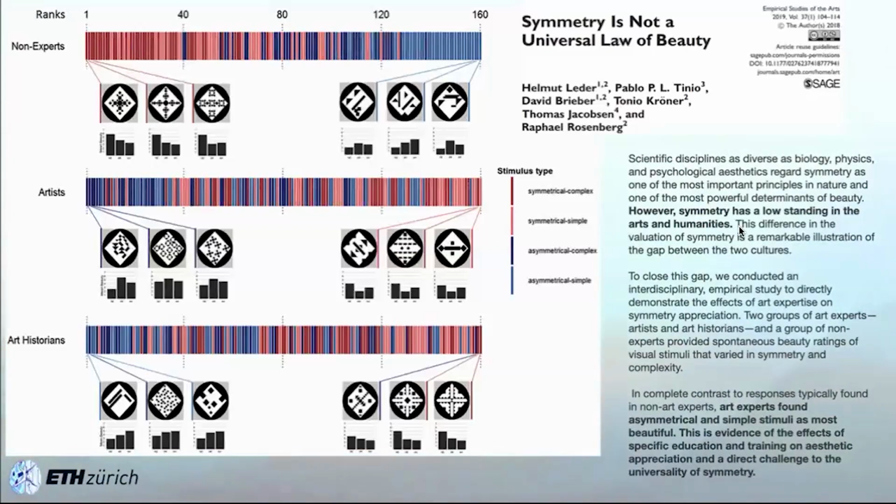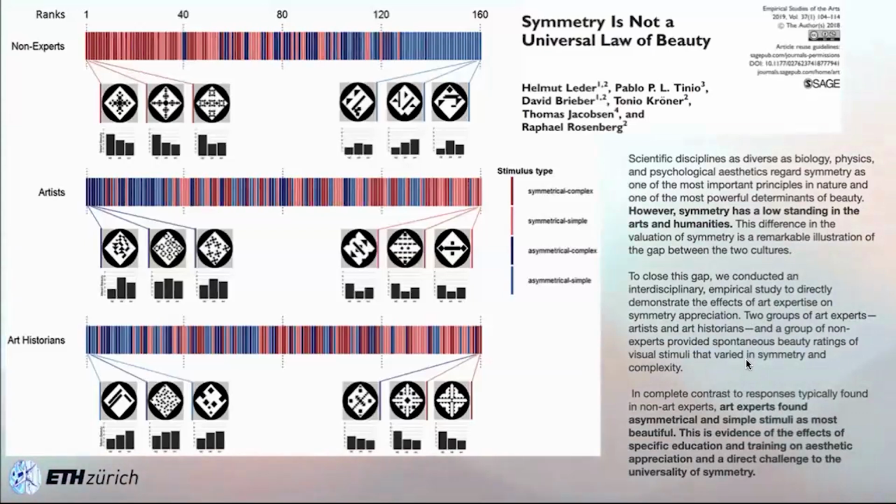And they say this difference in the valuation of symmetry is a remarkable illustration of the gap between the two cultures, of the arts and the sciences. So here they wanted to try to close this gap, and they ran an interdisciplinary empirical study that tried to quantify the impacts of art expertise. They had art experts, artists and art historians, so not designers. They also had a group of non-experts, so people with no special art training or art expertise.